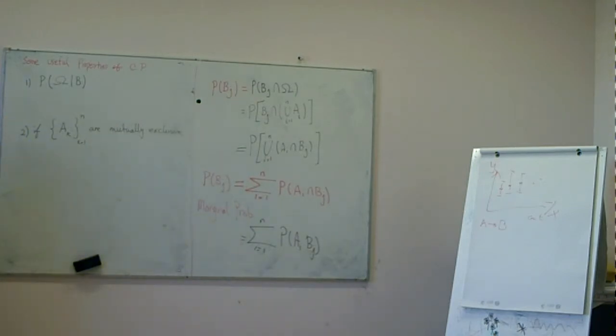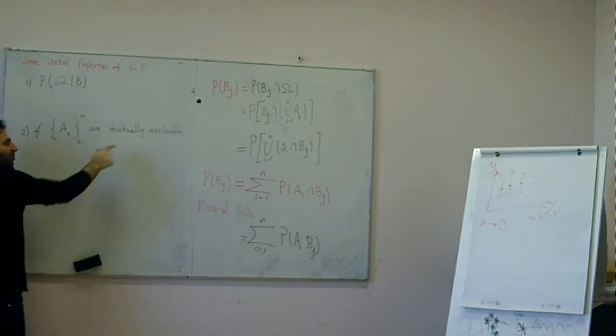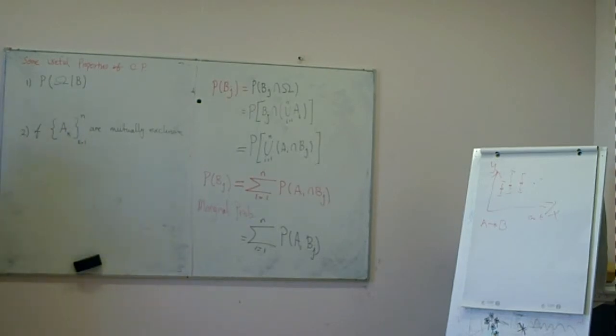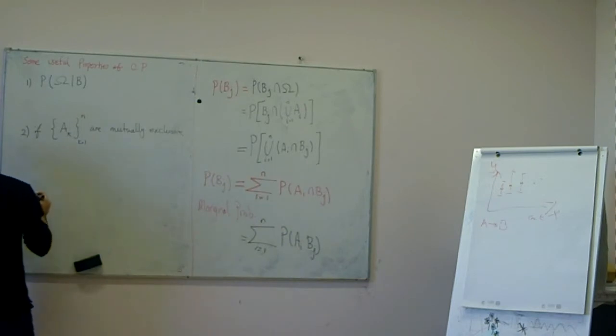Murtaza, if I have A_k from 1 to n mutually exclusive, can I say that the probability of the union of all is 1? No. Mutually exclusive doesn't necessarily mean that we are expanding the sample space. This is something very important.